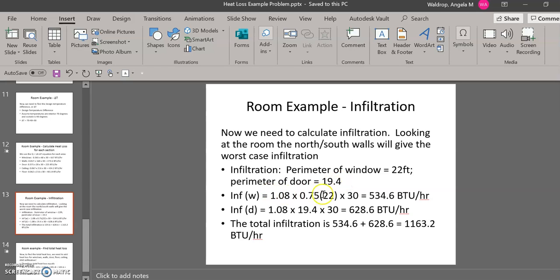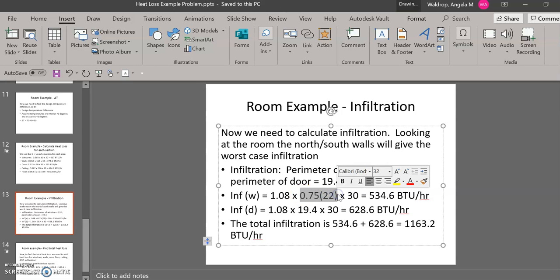I'm going to calculate the infiltration with that equation, 1.08 CFM delta T for my window. Now for my window, I have to remember to take that 75%. Okay, the reason for that is the windows don't have as much of a leakage around them as the doors do. Okay, and when I get that finished, I go ahead and add those numbers together.